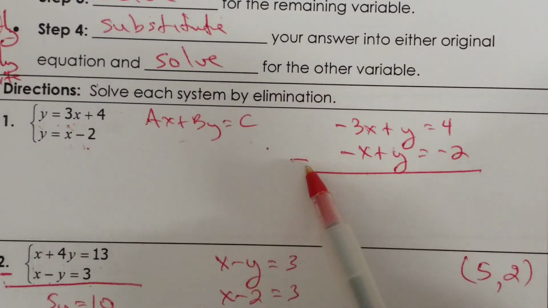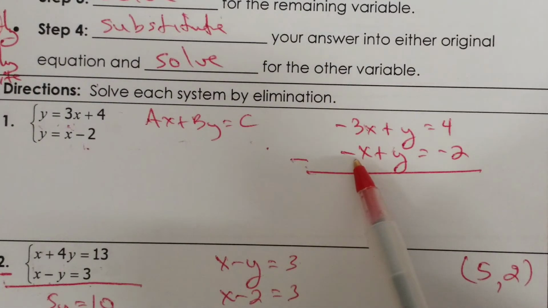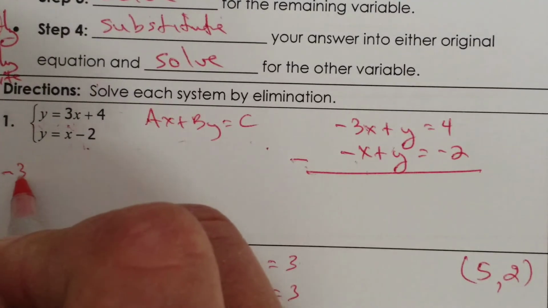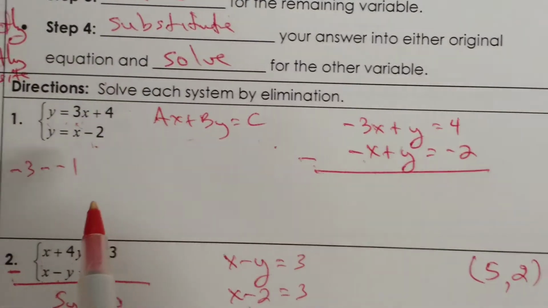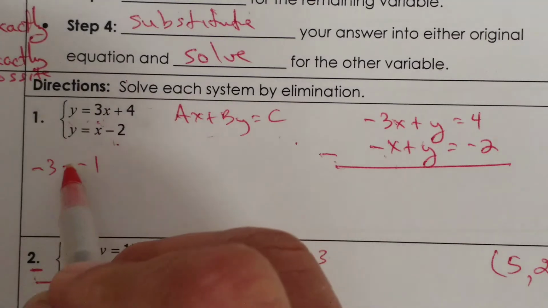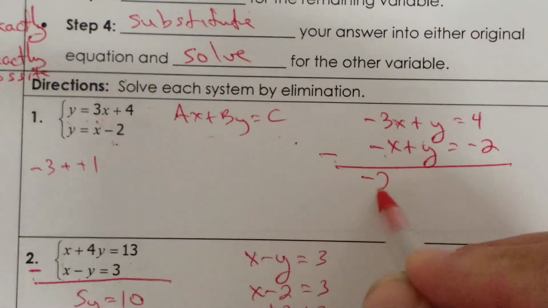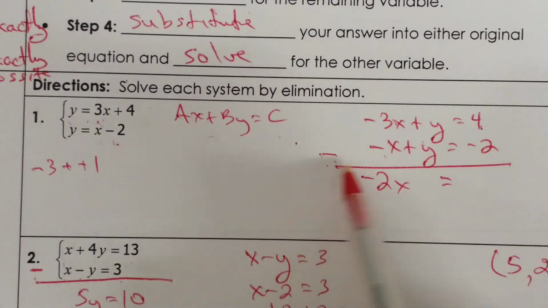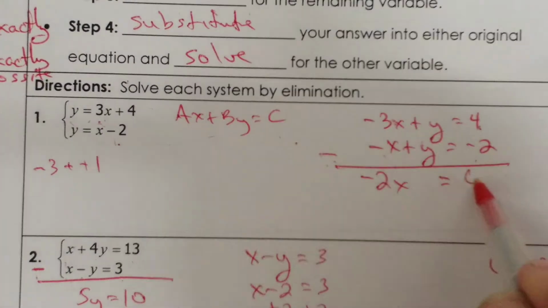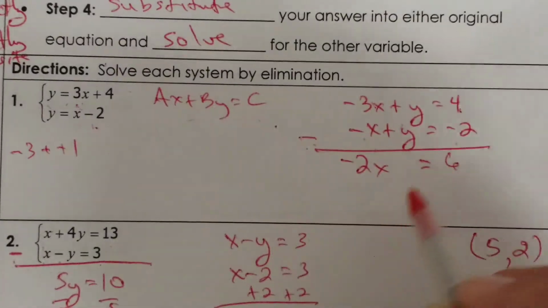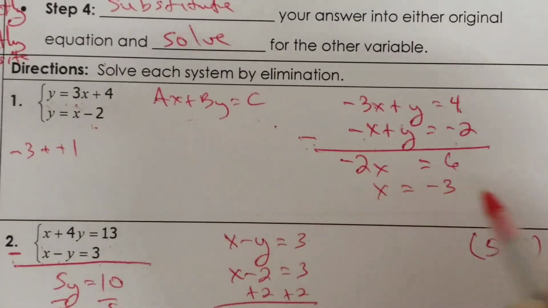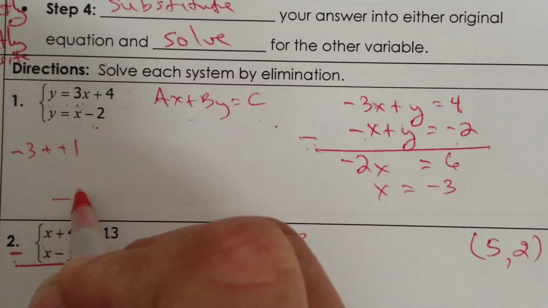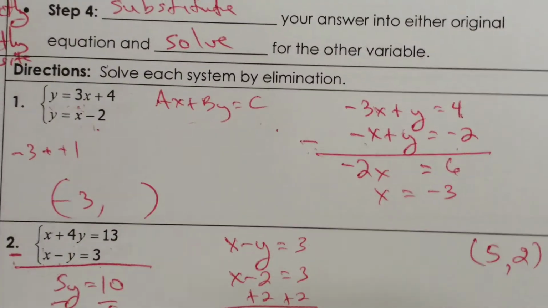Negative 3 minus negative 1. Think about it. It's negative 3 minus negative 1. Well, that turns into negative 2x equals, and then 4 take away negative 2 is 6. Divide both sides by negative 2 and you get x equals negative 3. So I've got my x number.